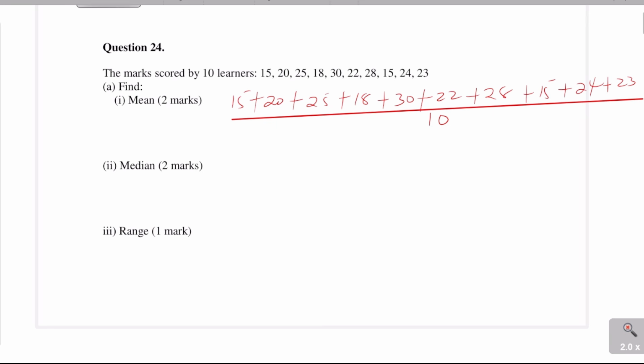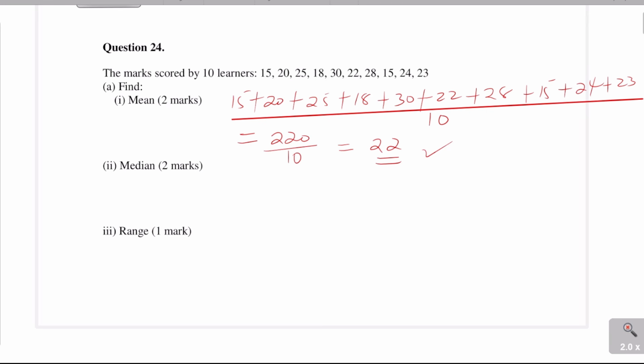So when you add everything here, 15 plus 20 plus 25 plus 18 plus 30 plus 22 plus 28 plus 15 plus 24 plus 23, that gives 220. Divide by 10, that gives 22. You get 22. Part 2, the median.